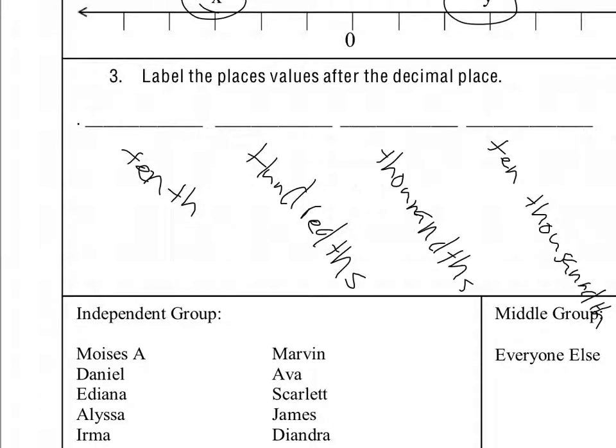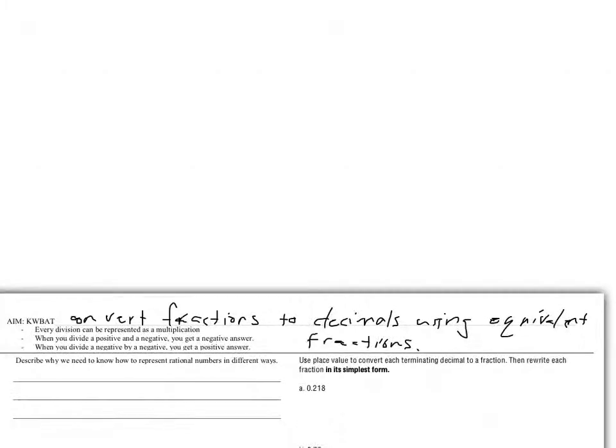Alright, so let's go ahead and look at our aim for today. Okay, today's aim, we're going to convert fractions to decimals using equivalent fractions. So as you're writing down the aim, think about what goes on in the real world. There are plenty of examples where decimals are used, and there are plenty of examples where fractions are used. So if you think about it, when we talk about money, when we talk about the metric system, these are plenty of places where we would use decimals.